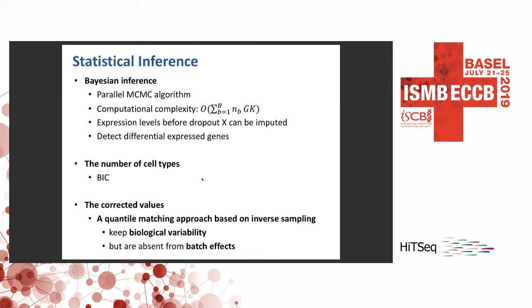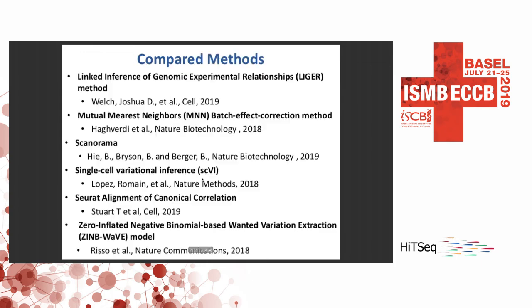After you estimate all those parameters, we can remove the batch effects. We develop a quantile matching approach based on inverse sampling so that the corrected values will keep the biological variability but be free of batch effects.